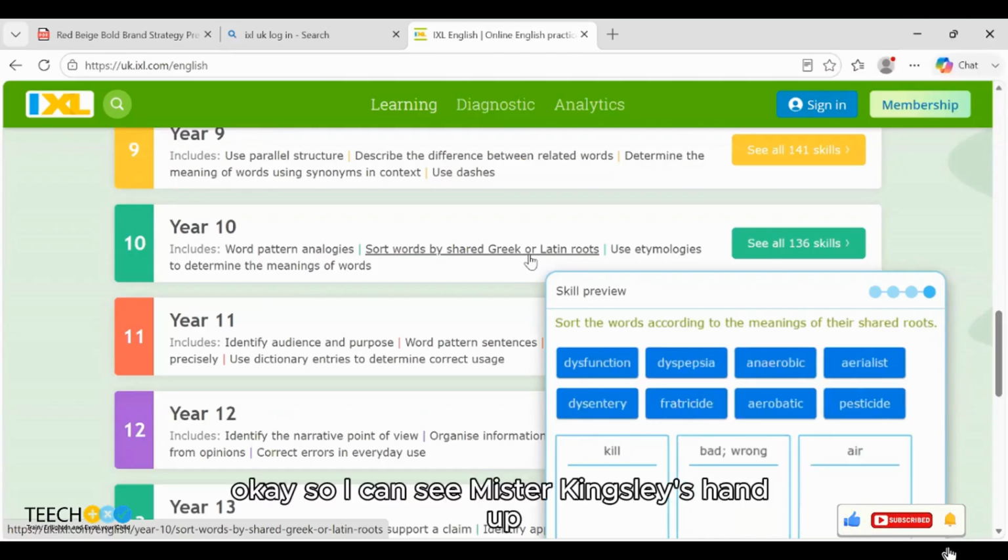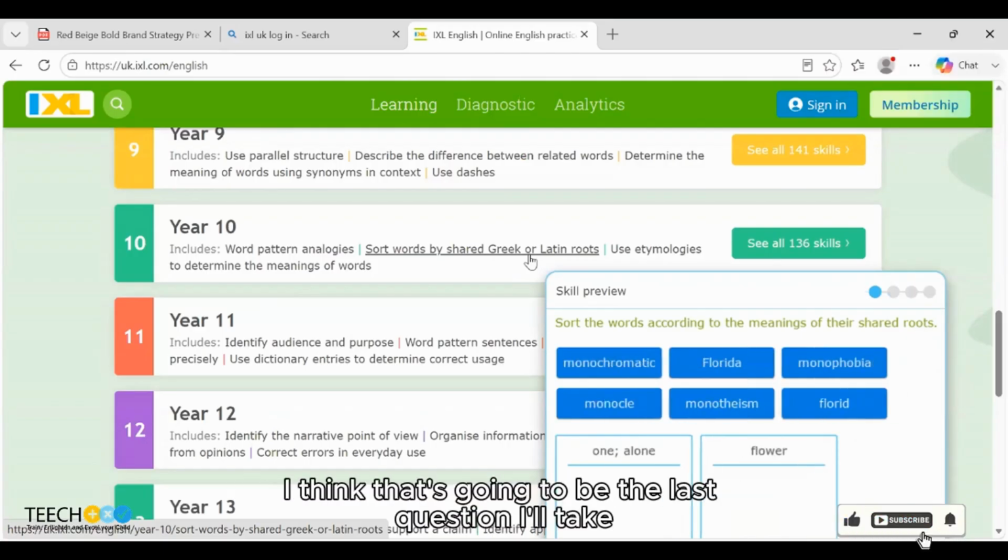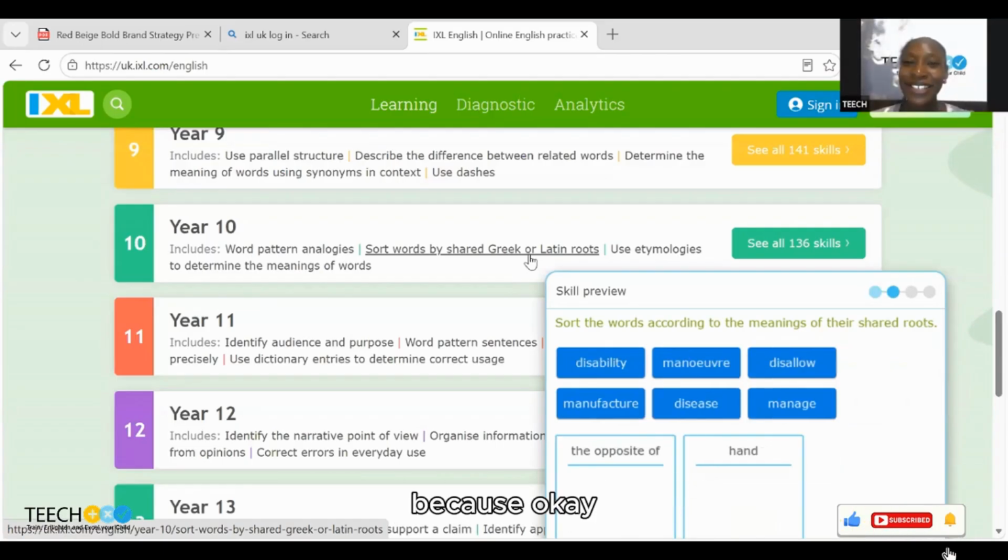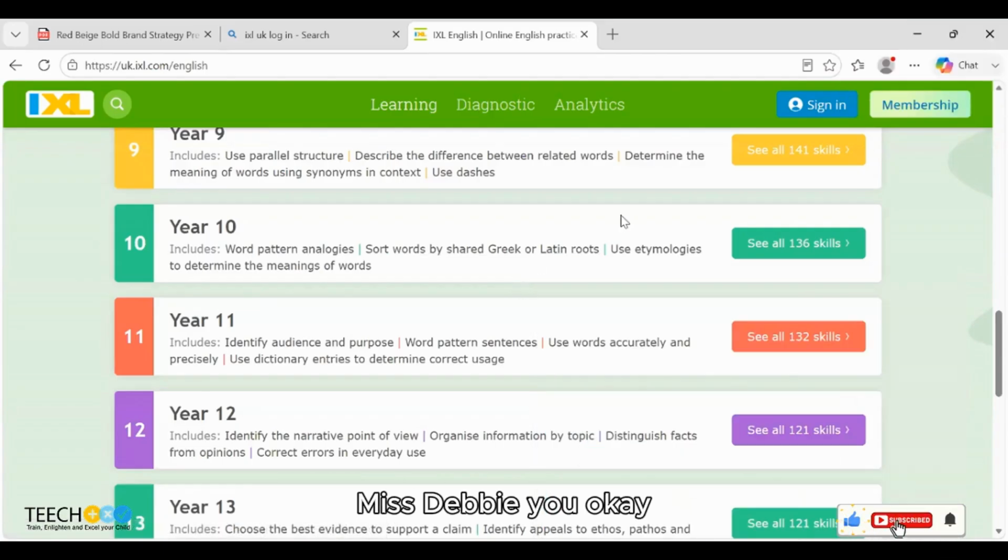Okay, so I can see Mr. Kingsley's hand up. I think that's going to be the last question I'll take. Because Miss Debbie, I'll take Mr. Kingsley's question, then one of Miss Debbie's question, and then we can move on. Okay, yes, Mr. Kingsley.